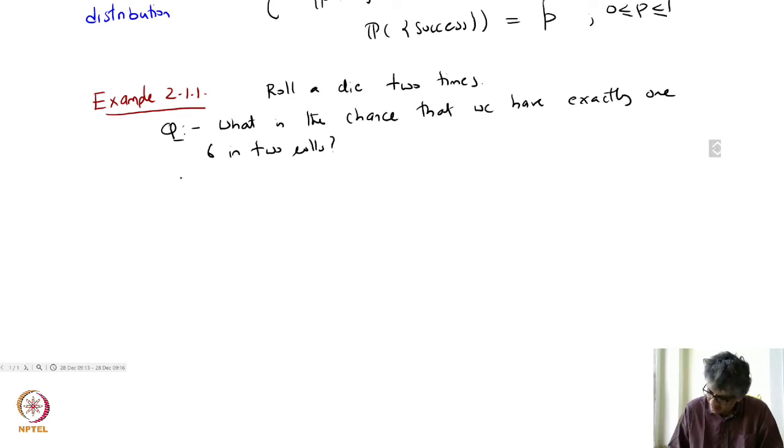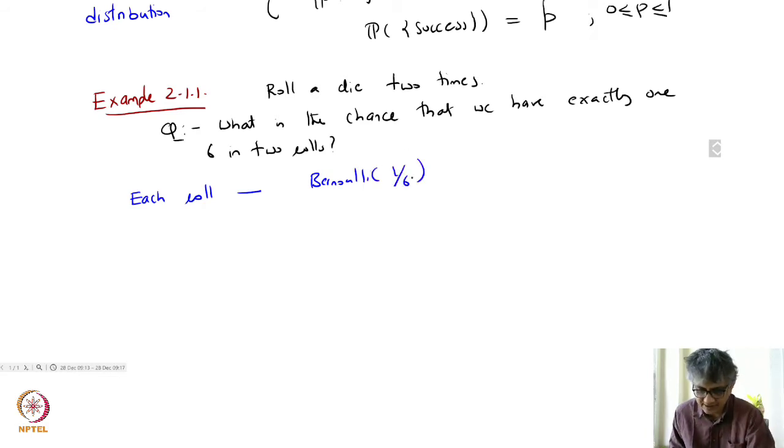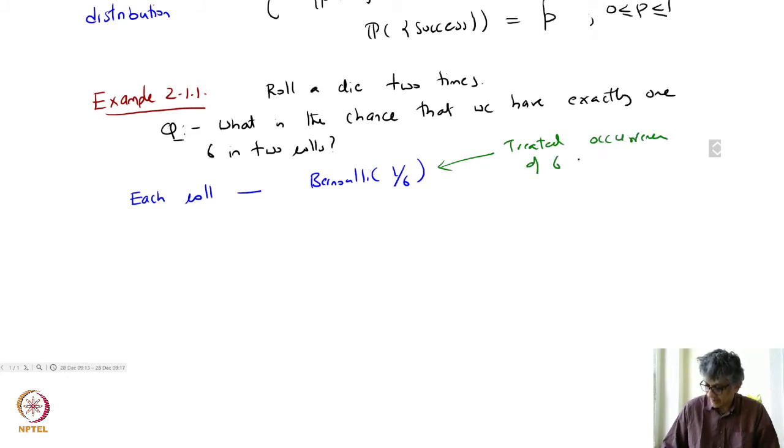But the other way of doing it was that you set up each roll as a Bernoulli 1/6 experiment, because the success probability is 1/6. So the way you got this was you treated the occurrence of 6 as a success, and that would imply that the probability of success is 1/6, probability of failure is 5/6, and the question you were interested in is the probability of exactly one 6 in 2 rolls.